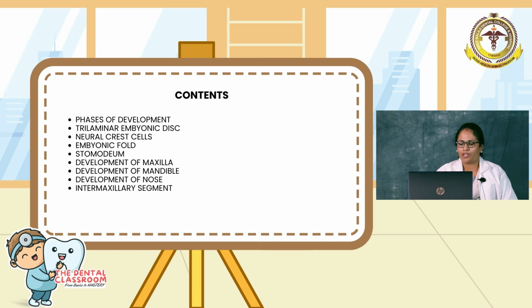This topic is extremely important because many developmental anomalies like cleft lip, palate, we need to understand in which stage it occurs. So in today's session, these are the contents that are going to be covered, starting from phases of development, and then we will move on to what is trilaminar embryonic disc, and what are neural crests and what role do they play, and what is an embryonic fold and what is stomodeum. And after that we will see how the development of maxilla and mandible happens along with the development of nose.